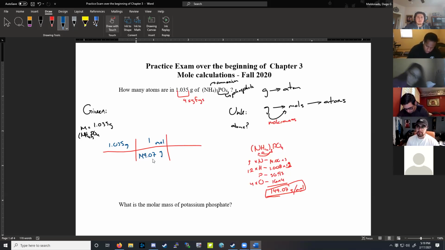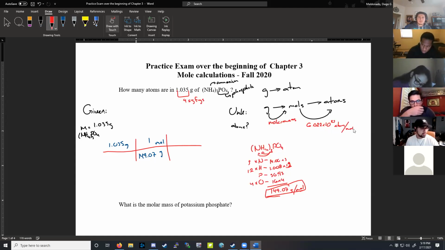Okay, and then what's the next process? If I'm converting now from moles to atoms, what do I have to use? Avogadro's number. Yeah, 1 mole on the bottom. Avogadro's number, right? 6.022 times 10 to the 23rd atoms per mole.